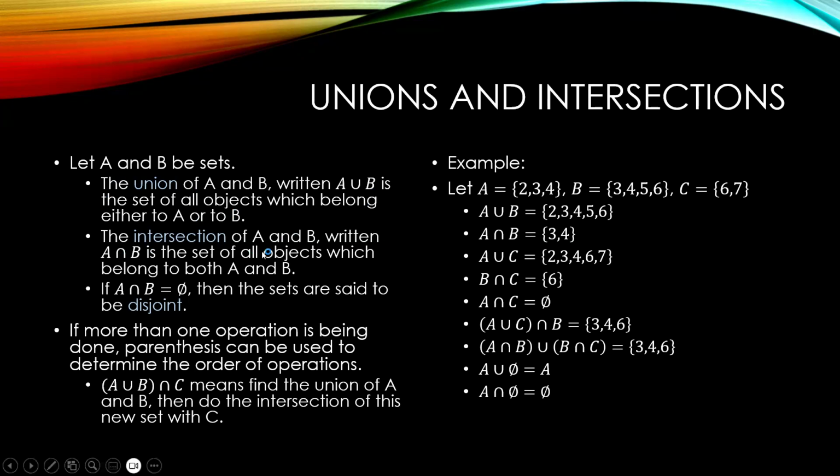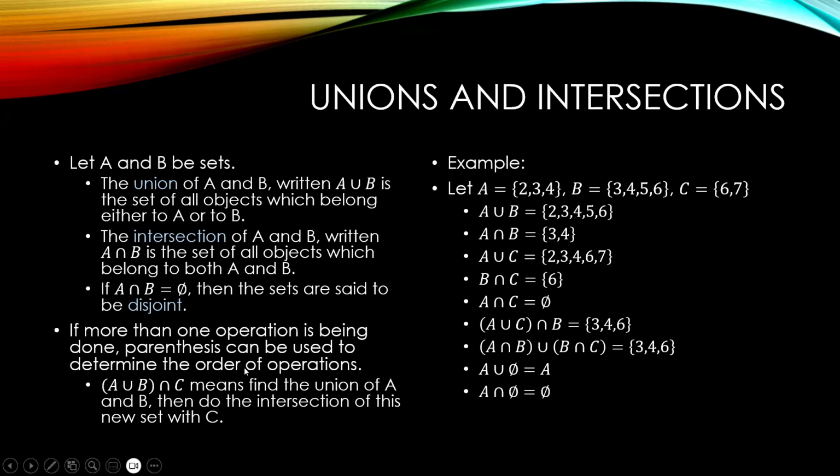The intersection of A and B, written A intersect B, is the set of all objects which belong to both A and B. And so for the intersection, it has to belong to both of them. If it's not in both of them, then it is not included in the intersection. If the intersection has nothing in it, it's just the empty set, then the sets are said to be disjoint.